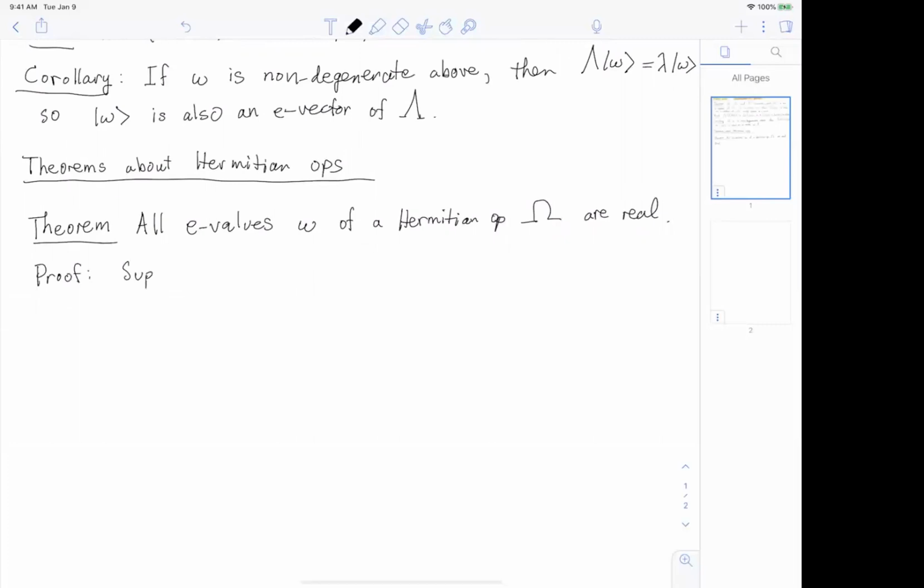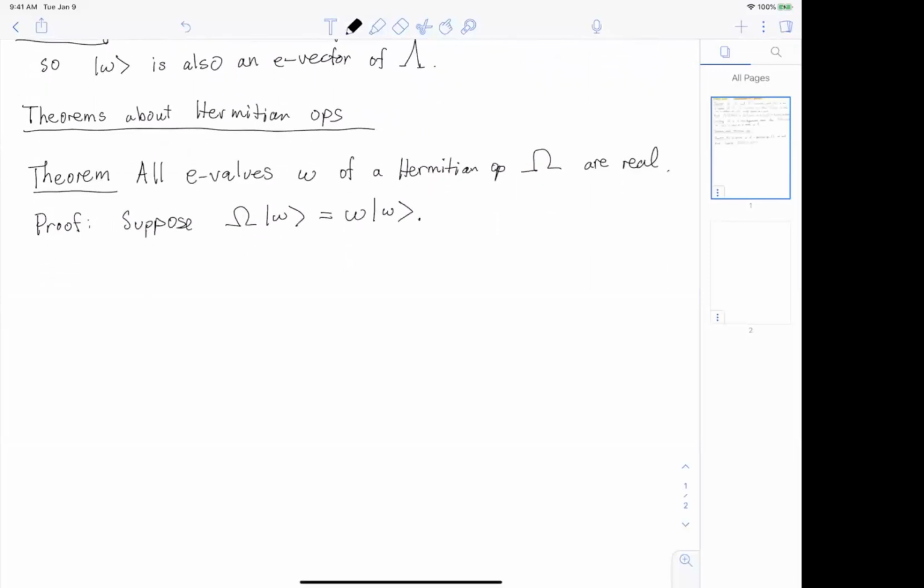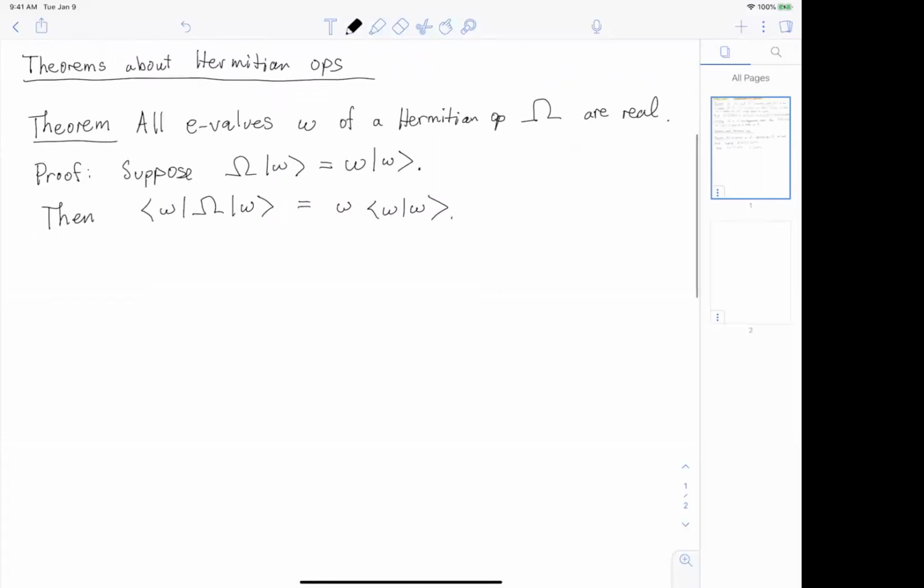Suppose that in fact we do have an eigenvalue eigenvector pair of capital omega. So that's just saying that capital omega acting on little omega is little omega, the number, acting on little omega. And now what we're going to do is write down the statement that the matrix element in the ket omega of omega the operator is just equal to the number omega times the inner product. Notice we're not assuming that omega is orthonormal, so we're not assuming anything in particular about little omega. But now what I'm going to do is take the adjoint of both sides.